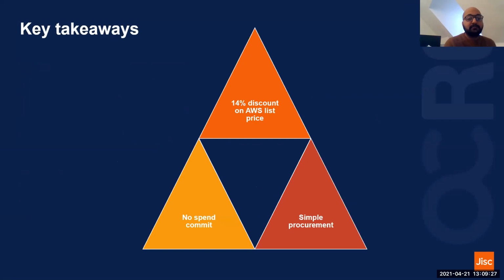So yeah, I'd like to finish by saying for Jisc, we exist to help our members get the most out of technology, including public cloud. We think our AWS OCRE offer really does this and will increase uptake of AWS services within the higher education and further education and research communities. Key takeaways to remember: it's a 14% discount, there is no spend commit, and it's a simple procurement.